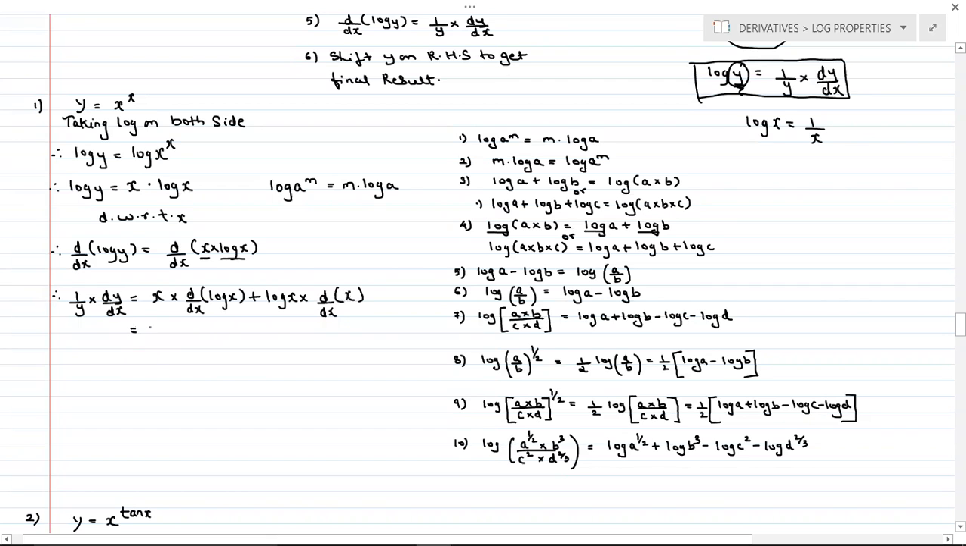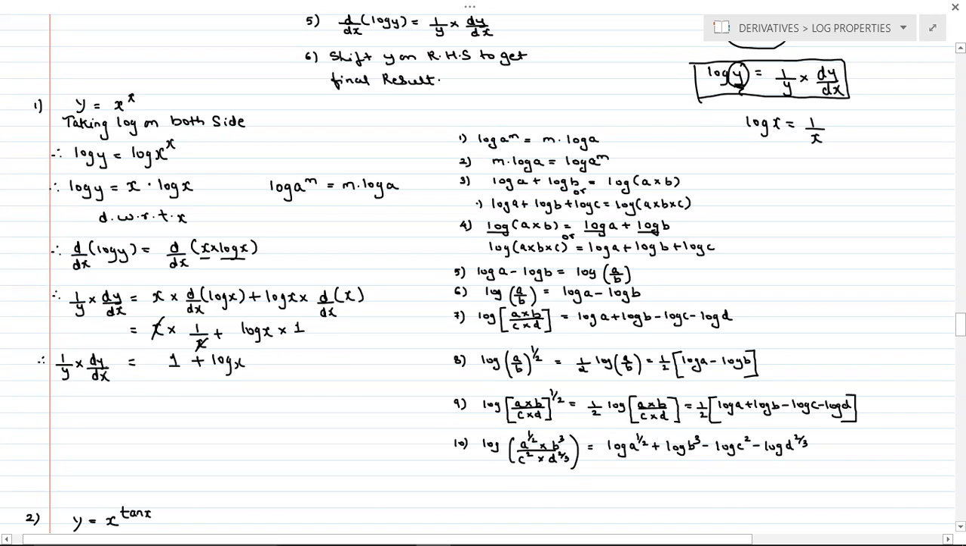Okay, so after this we'll keep this x part as it is. Derivative of log x, we know that it is 1 upon x, plus log x will be the same as it is, and derivative of x is what? 1. After this, clearly we can see that we can cancel this because here we have the common term. So you'll be left with 1 plus log x into 1. Here you will get log x. Okay, so therefore 1 upon y into dy by dx.